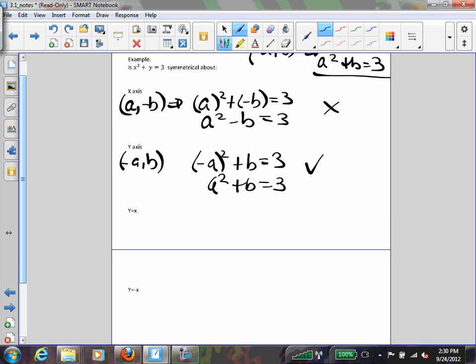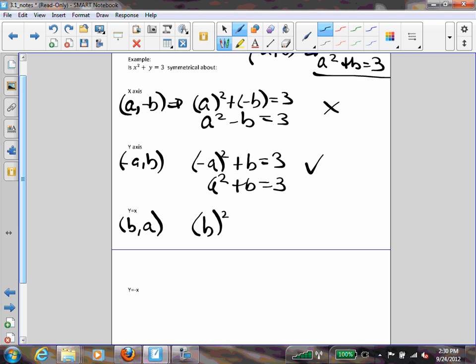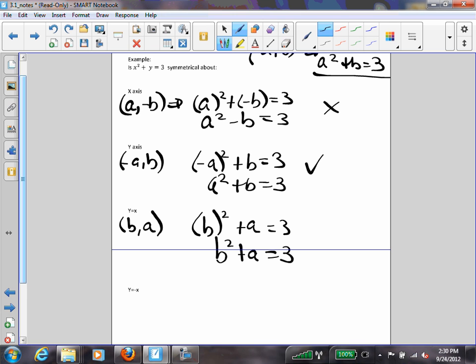What about the line y equals x? What am I going to have to input? The b, a. Right, you don't need to do it 5 times. Okay. All right, so for b, a, I'm going to get b squared plus a equals 3. Is that what I'm supposed to get? I need a squared, right? Plus b equals 3, so that's a no.